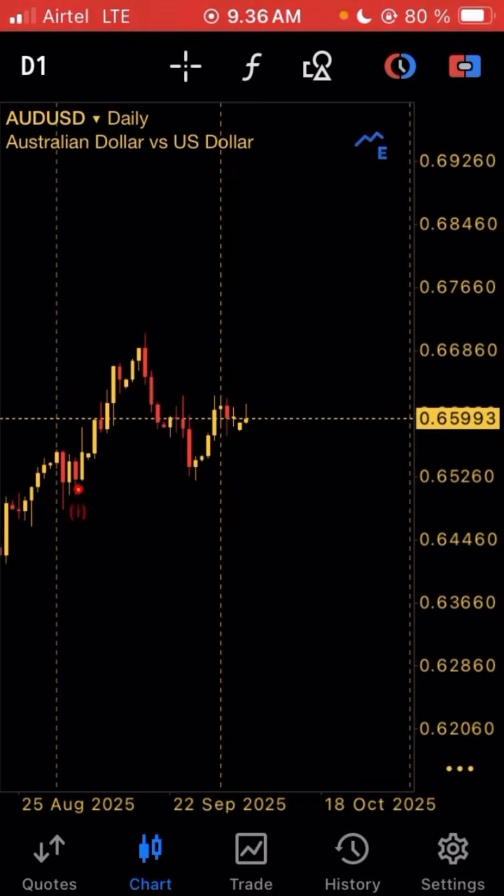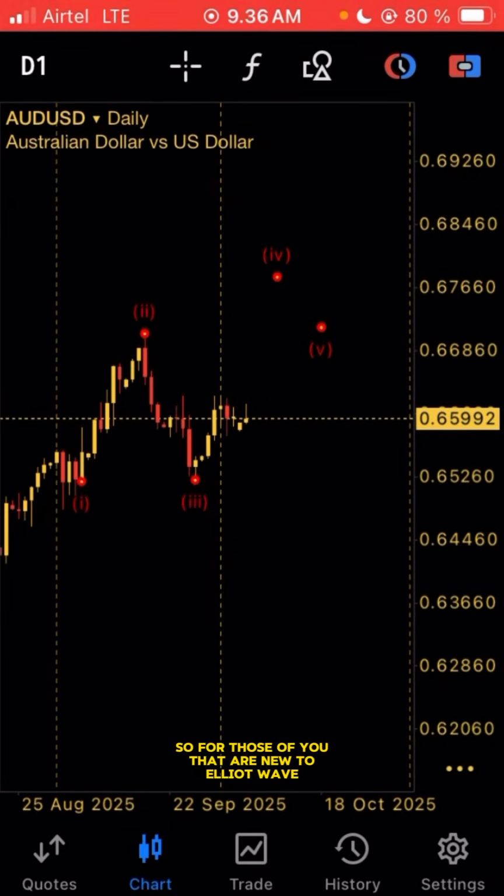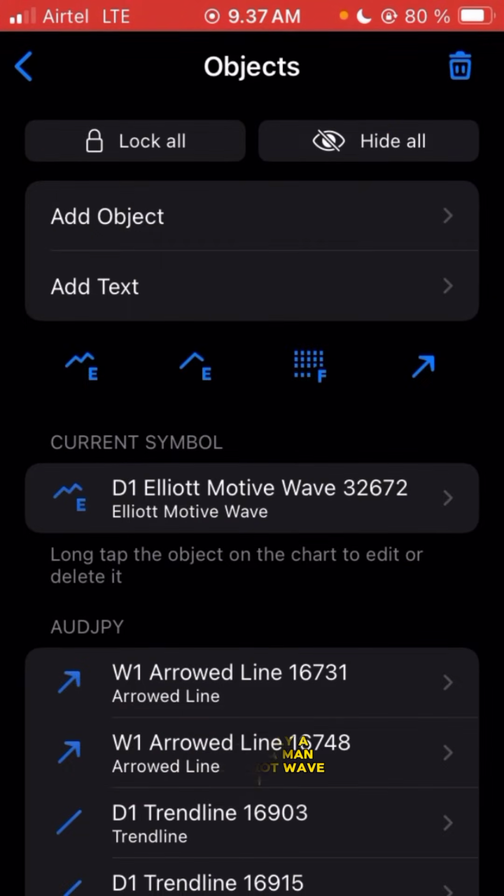Let's focus more on other pairs because now I have a good amount of money to trade other pairs. Right now we are on AUD/USD, and I'm using Elliott Wave theory. So for those of you that are new to Elliott Wave, it's actually a theory by a man called Elliott Wave.